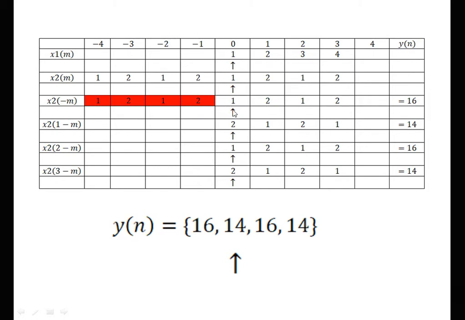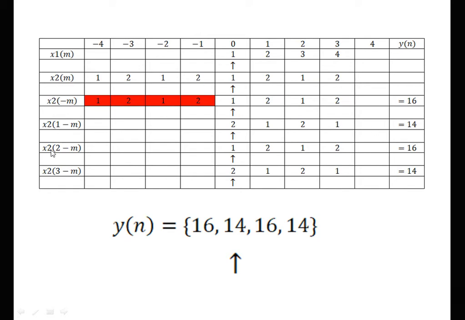So for 1 minus m, this arrow is shifted here, that is by 1 location, and after that we are getting the signal 2 here, then 1, 2 and 1, and we do the corresponding multiplication, that is 2 into 1, 1 into 2, 3 into 2 and 4 into 1, and we are getting the summation as 14.